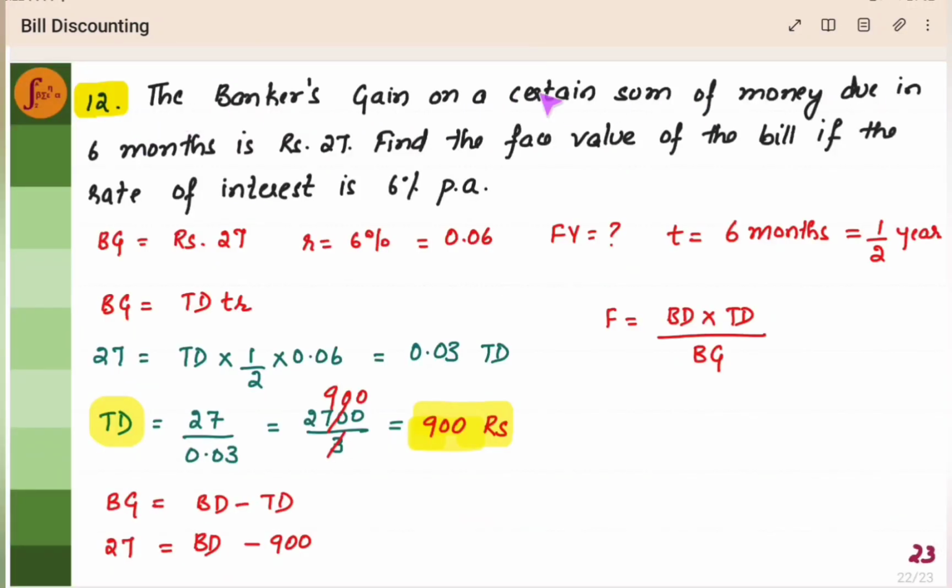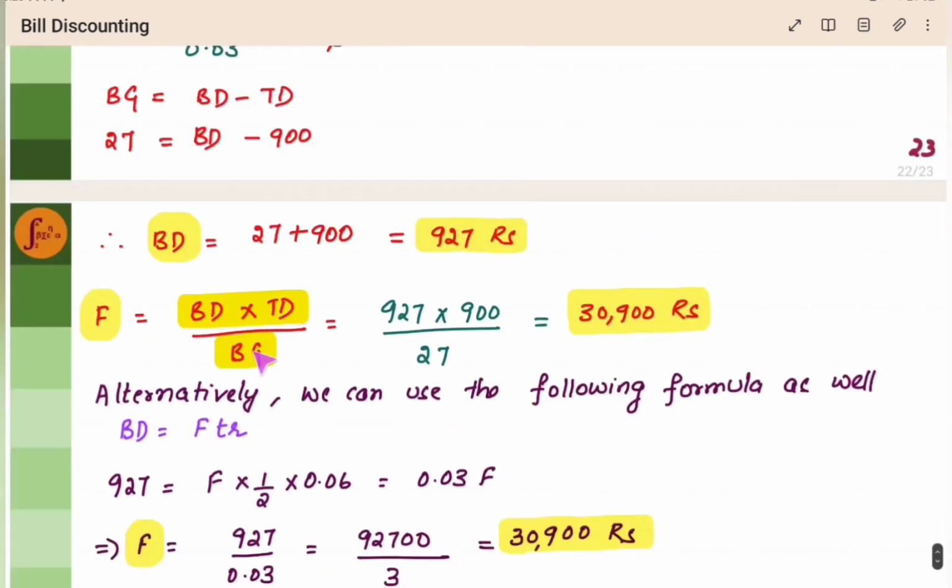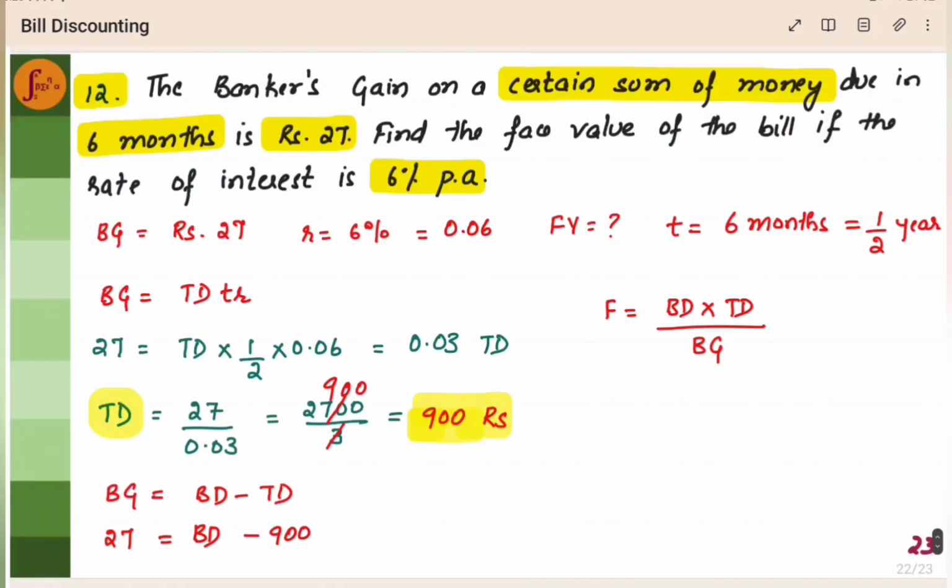A certain sum of money means face value, due in 6 months. T is 6 months. Banker's gain is 27. Find the face value of the bill if the rate of interest is 6%. So we need to find the face value. We can use this particular formula for face value, which is BD into TD by BG. We know banker's gain. So here we'll use BG is equal to TD into TR.